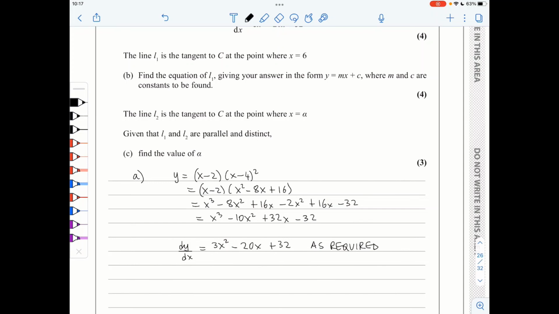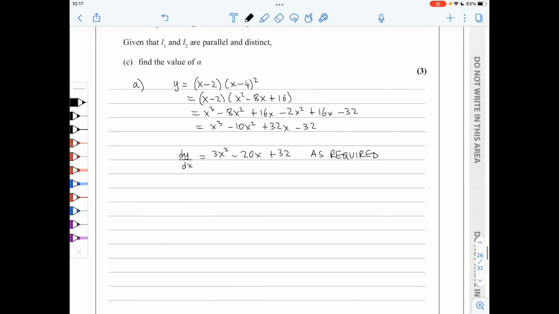Now the line L1 is a tangent to C at the point where x is 6, and we need to find the equation of L1 giving our answer in the form y equals mx plus c. So the first thing we can do is evaluate dy/dx at x is 6. So we substitute x with 6 in the expression for dy/dx. This is giving an answer of 20. That's the gradient of L1.